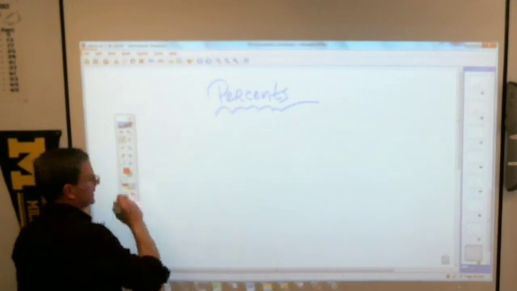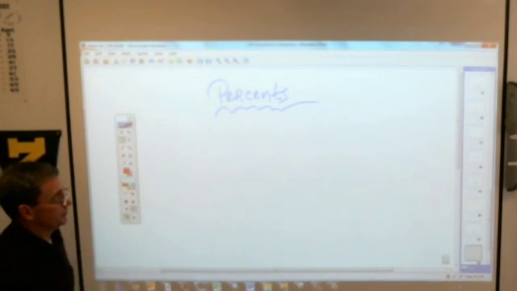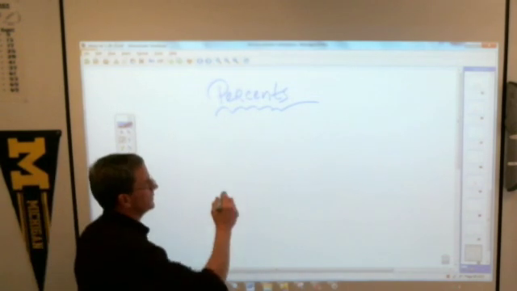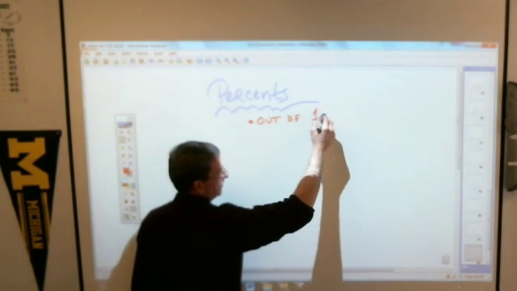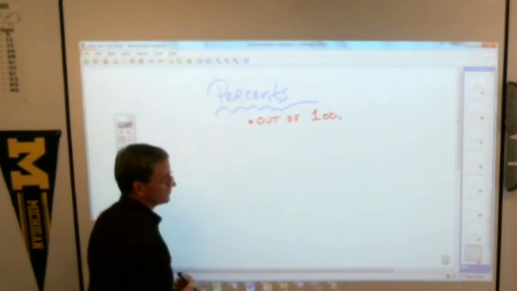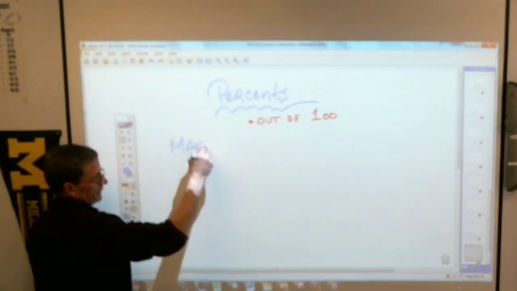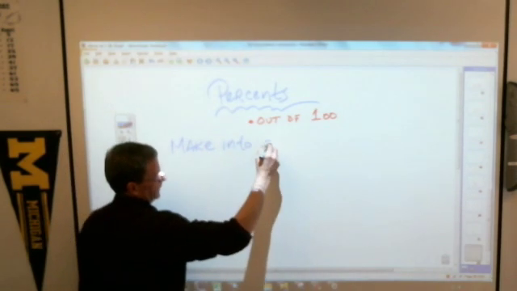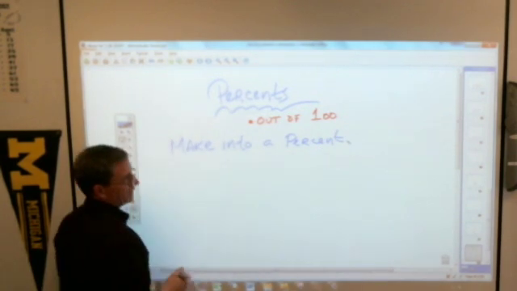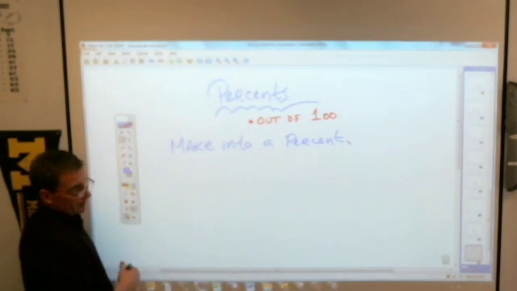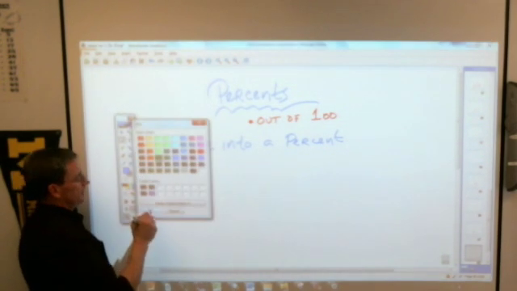And this becomes much easier if you remember what percent means. Percent means out of 100. So here are the directions that we'll talk about: make into a percent. And for today, that simply means you just need to change whatever it is so that it is out of 100.